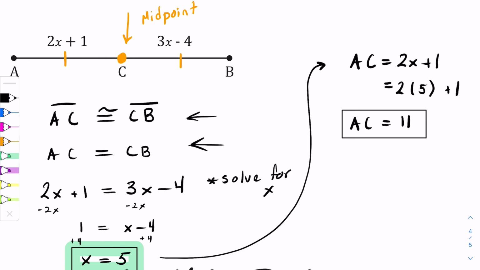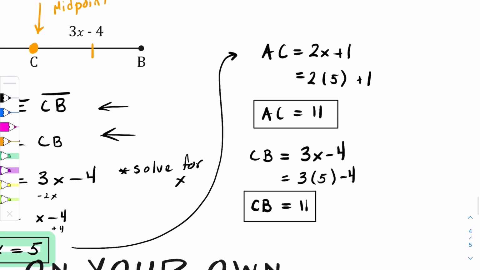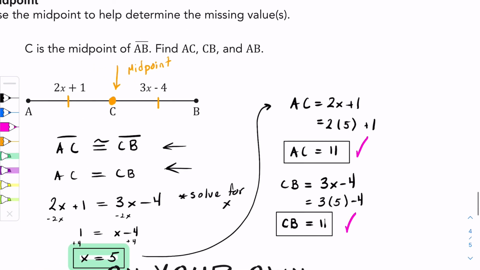And I'm just going to double check my work here, so I am actually going to solve for segment CB. CB is equal to 3x minus 4. Substitute 5 in for x, you have 3 times 5 minus 4. 3 times 5 is 15, minus 4 is 11. So CB is equal to 11. By checking both of those, I know that my answer is correct because they came out to be equal. And that's what the midpoint is telling us. So it's telling us that it has to be equal.